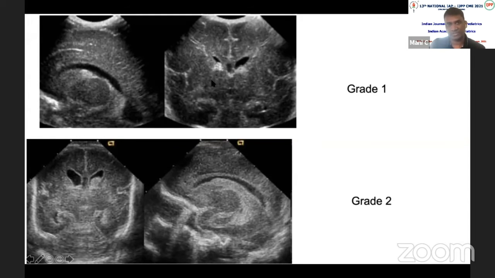That is called germinal matrix hemorrhage, or grade 1. And how do you identify blood in the ultrasound? If it is as bright as the choroid plexus or the bone, usually that is the abnormality that you would say. And in grade 2, you can see this has gone into the ventricle and it's less than 50% of the ventricle. So that is grade 2.